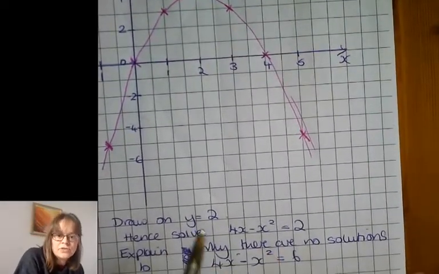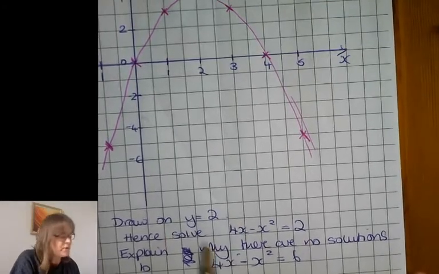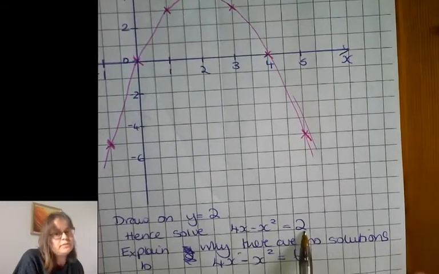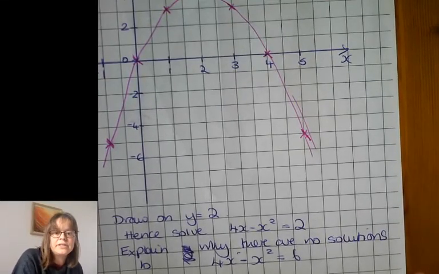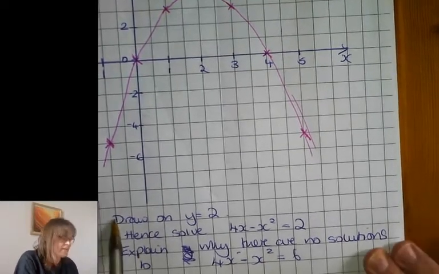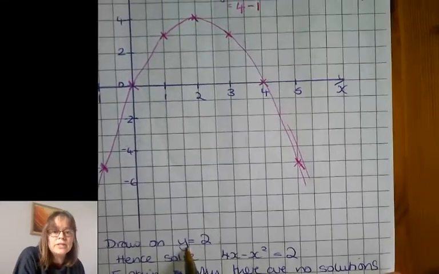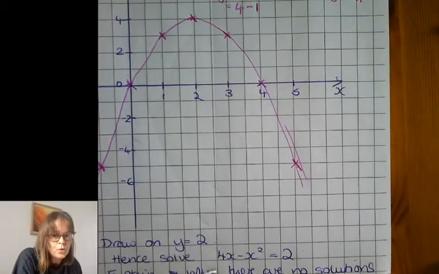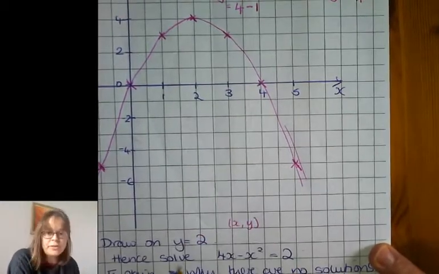It said, draw on y equals 2. Hence means you have to use what you just did. Solve this equation. Well, we'll work out what that means in a second. And then explain why there are no solutions to this. So let's deal with the easy bit first. I either just know what y equals 2 looks like and I just draw it on, or I'm not so sure, in which case I write a list of coordinates that fulfill that rule.